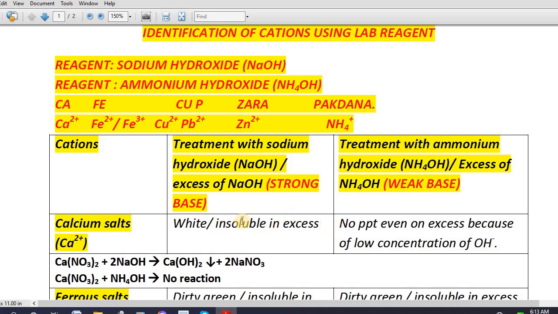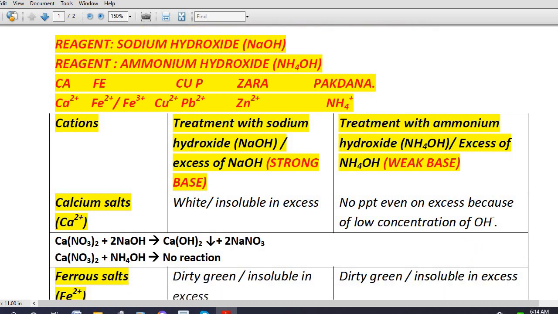This white precipitate is insoluble in excess, or we can say sparingly soluble in excess. Calcium hydroxide is sparingly soluble in excess. And this calcium salt will not give a reaction with ammonium hydroxide.